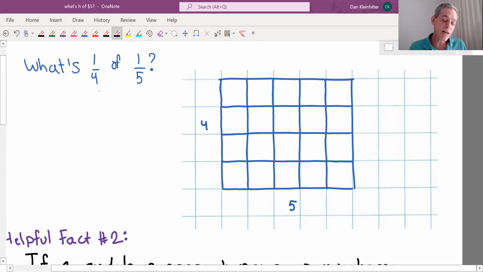Okay, if we want to take 1/4 of 1/5, then consistent with what we saw on the last slide, "of" is like taking a part of something. So let's take a fifth out of this cake.